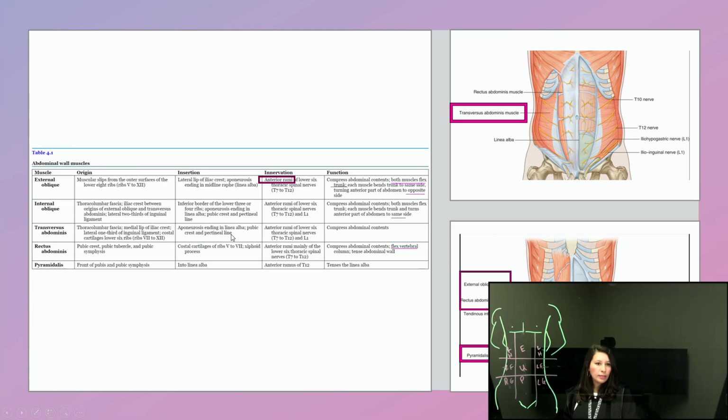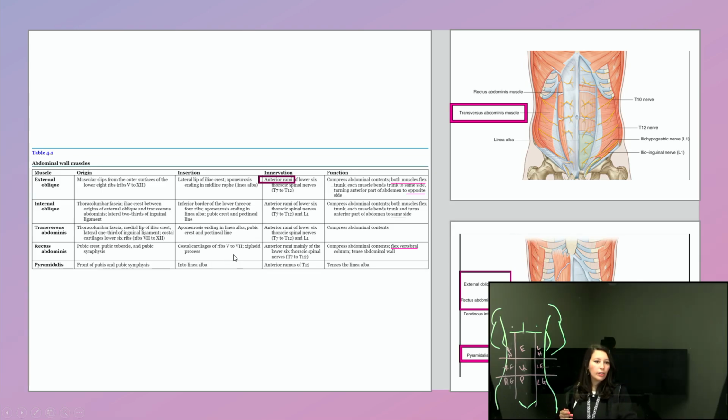Transversus abdominis specifically only does compression of the abdominal contents. It doesn't typically do anything else because it's the innermost layer. And this one is going to have an insertion in the aponeurosis ending in the linea alba, and it does have one in the pubic crest and pectineal line.